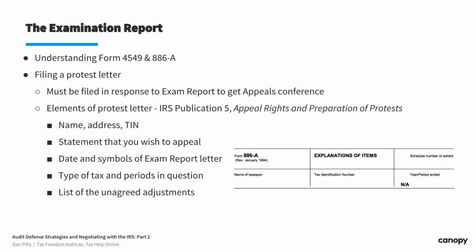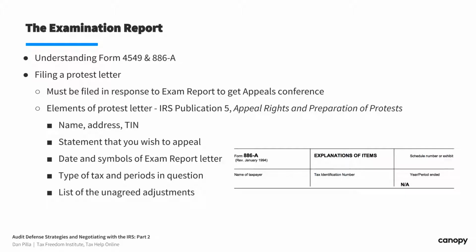So I'm telling you, there is always something wrong with these examination reports, and it's almost always worth appealing them, because you're almost always going to do better on appeals than you do with the tax auditors. And so I just wouldn't hesitate to appeal these things. And so you're going to express your disagreement with these issues based on the Form 4549 and the explanation of items.